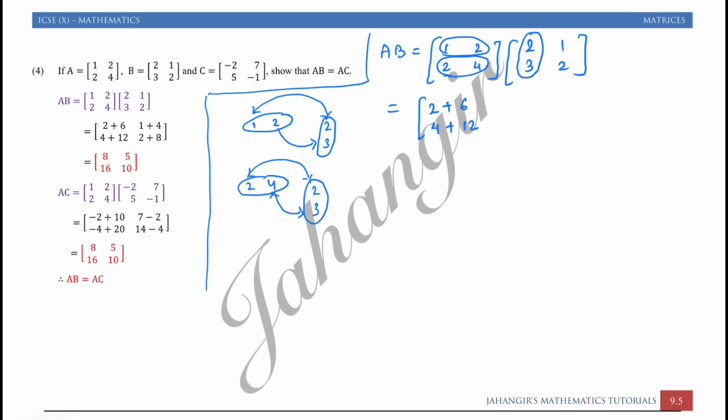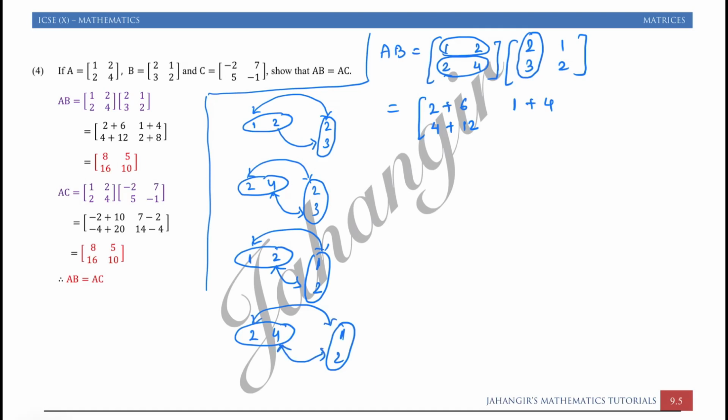Same process with second column. First row 1, 2 and second column is 1, 2. So 1 into 1, this 2 is multiplied and 2 into 2 is multiplied and both have a plus sign in between. So 1 into 1 is 1 plus 2 2s are 4. Now second row, 2, 4 with second column 1, 2. So again 2 into 1 and 4 into 2. Hope you understood now. 2 into 1 is 2 plus 4 2s are 8.